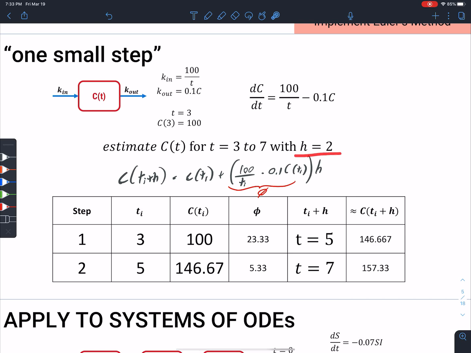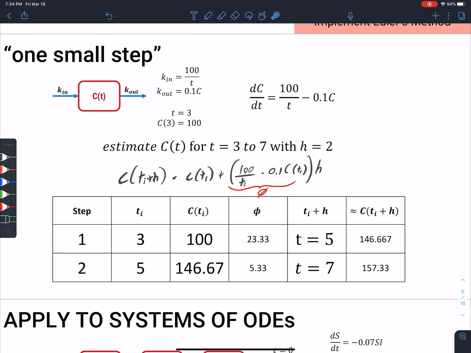We're also choosing a particular h, step size 2, so 3 plus 2 is 5, so the next one will be 5, which gives us the next update. So instead of t1 here we have now t2. So the next value of the function, we started with a value of 100, now it's 146.